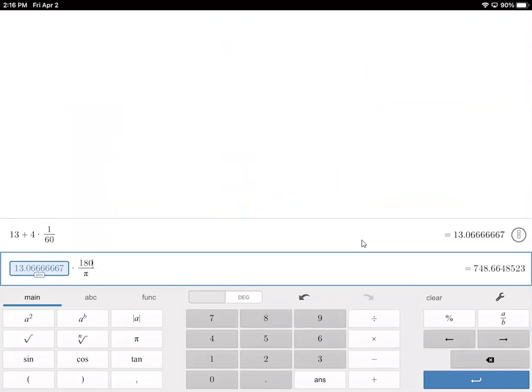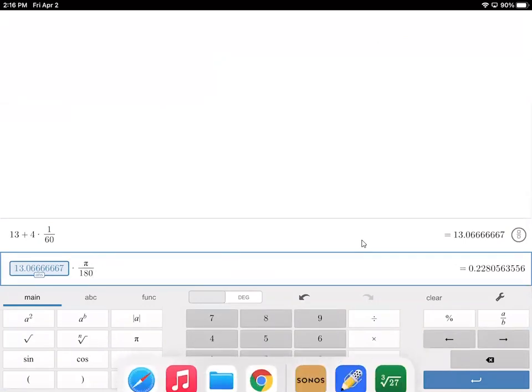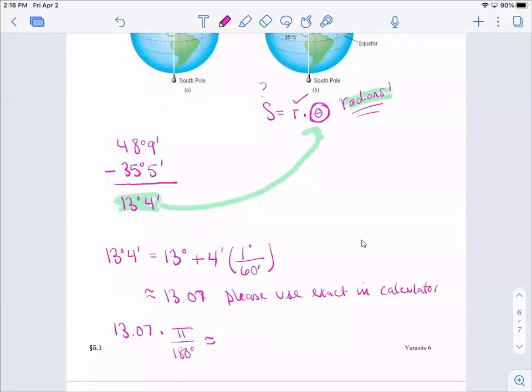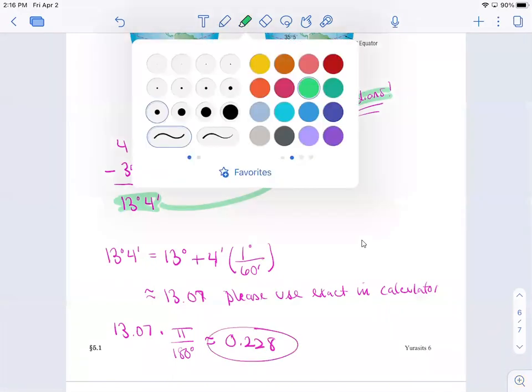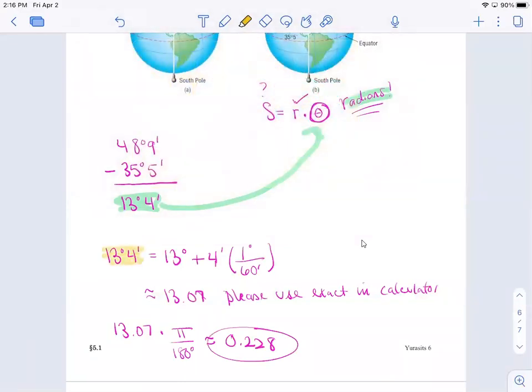Oh, forgive me, I messed up. I want this to be spitting out radians, so it should be pi over 180. So I get 0.228, which is what I'm going to put on my paper. Let's just remind ourselves of what we found: this was degrees, and this is it in radians. So now it's ready to be put in that formula.